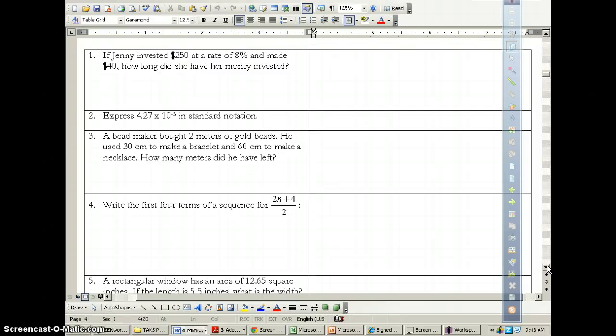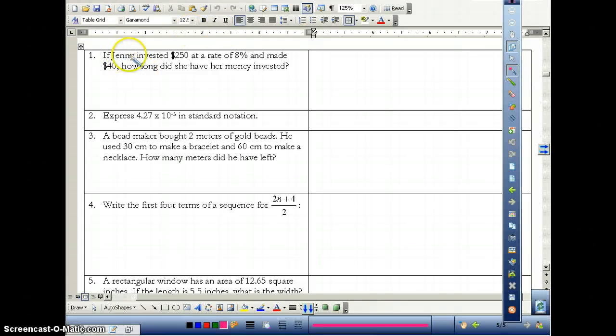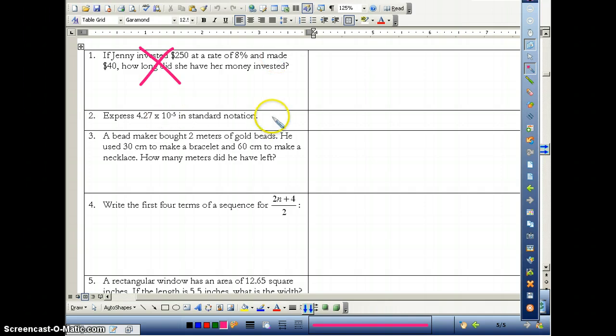All right, this one right here, they've taken simple interest off the formula chart, so we're going to skip that one. This one you ought to be able to handle. A bead maker bought 2 meters of gold beads. He used 30 centimeters to make a bracelet and 60 centimeters to make a necklace. How many meters did she have left?